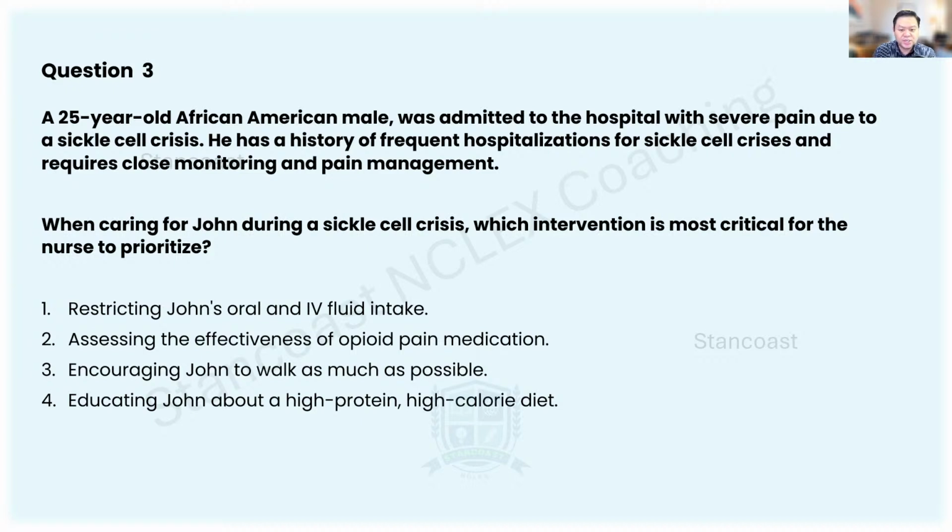Not bad, AJ Ike. 1, restricting John's oral and IV fluid intake. 2, assessing the effectiveness of opioid pain medication. 3, encouraging John to walk as much as possible. 4, educating John about a high protein, high calorie diet.